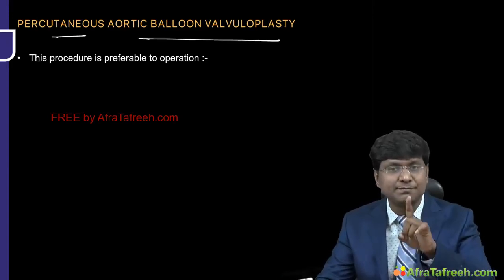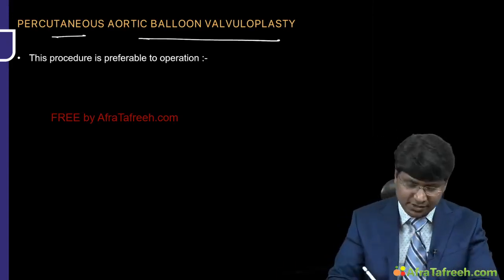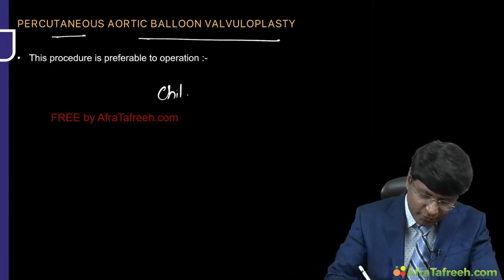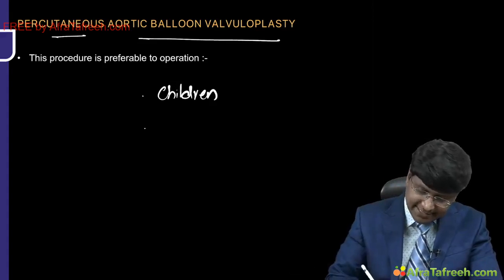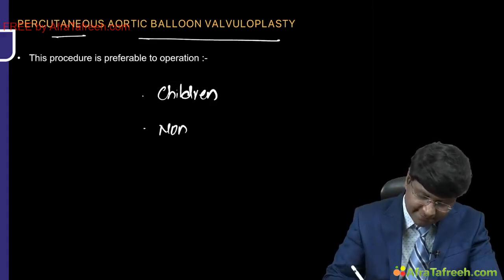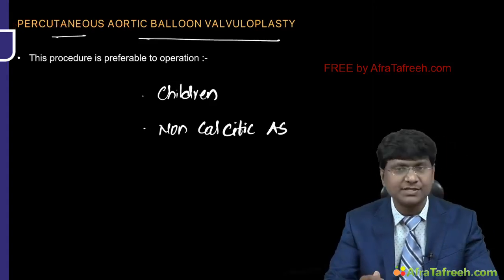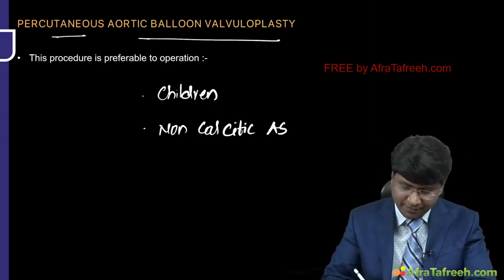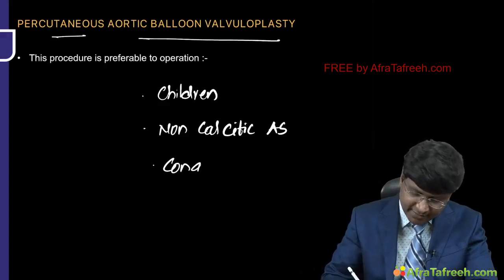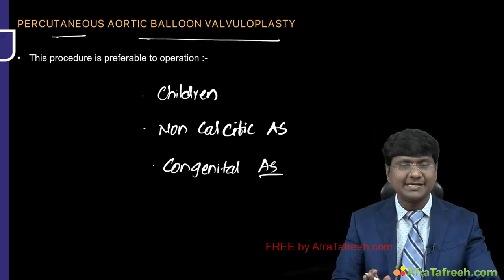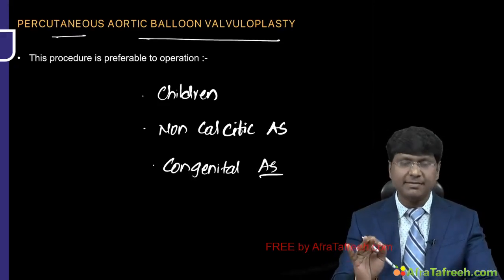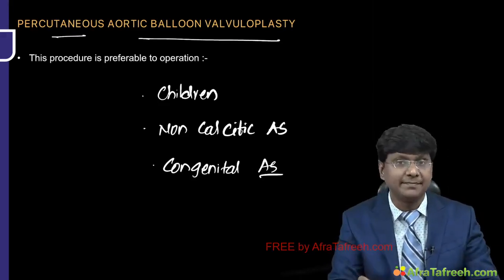And this procedure is preferable in children with aortic stenosis, right? And this can also be useful in non-calcific aortic stenosis like bicuspid aortic valve, okay? So in congenital aortic stenosis, percutaneous aortic balloon valvuloplasty can be done.